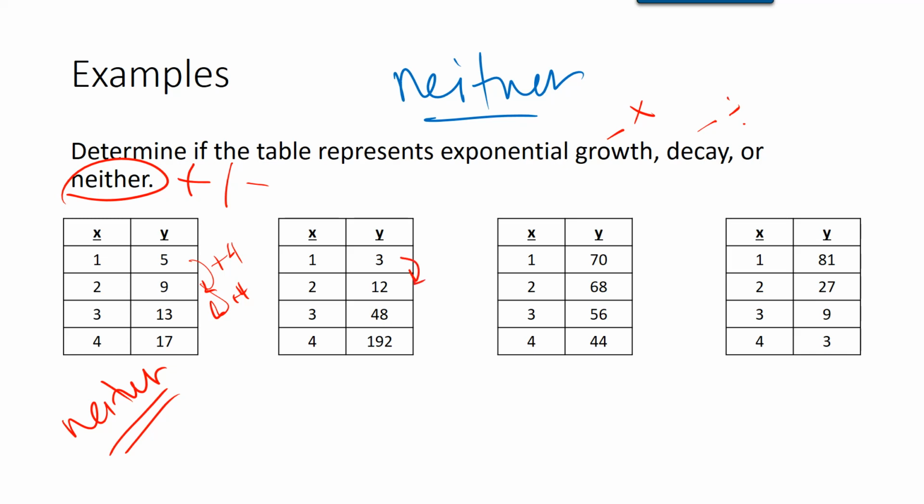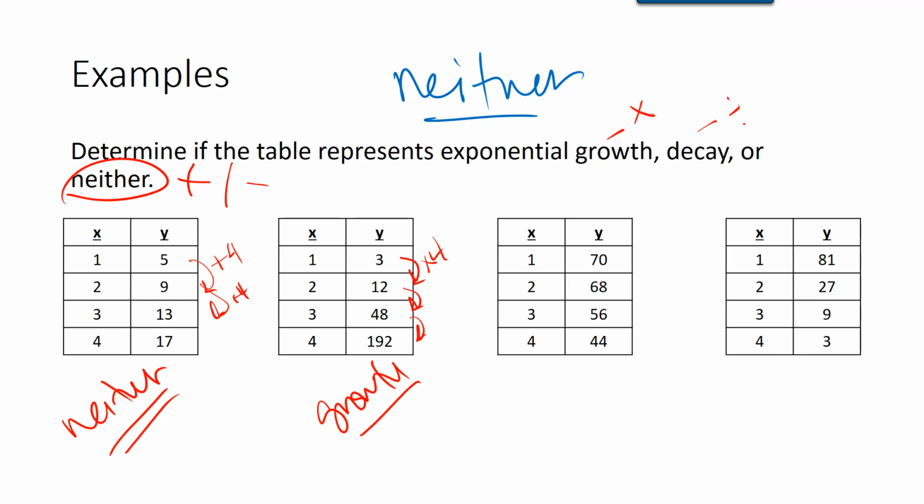How did we get from 3 to 12? And from 12 to 48? From 48 to 192? Well, here we are multiplying by 4. And since we are multiplying, that tells us that it's growth.